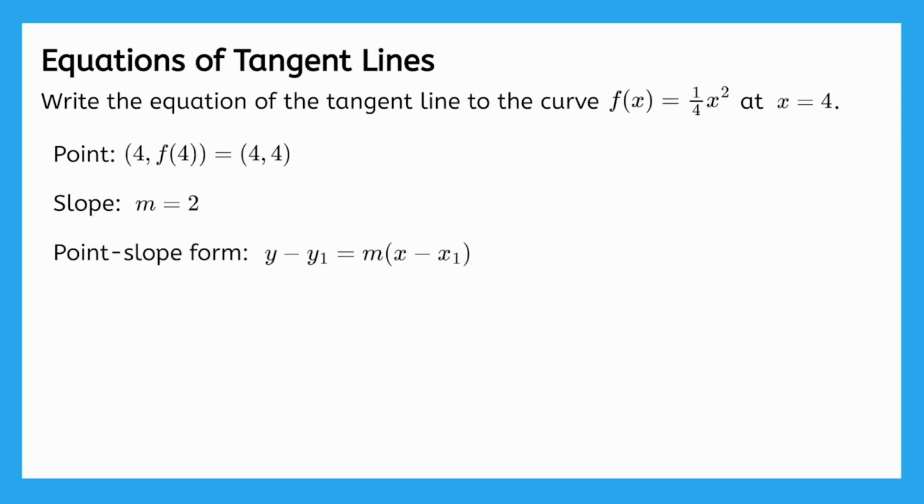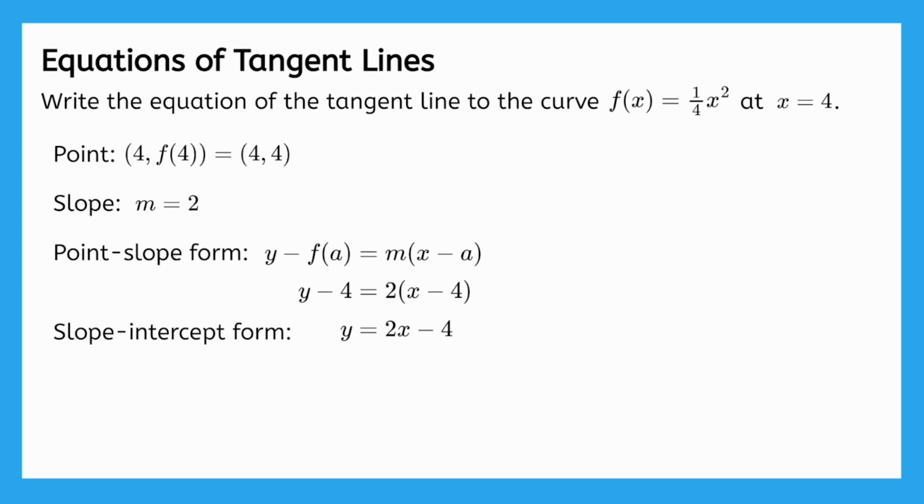This is how we usually see it, but in this context, our chosen x value is a, and the related y value is just the function evaluated at a. Now, all we need to do is substitute the necessary parts to get the equation of the line. Or, if you prefer slope-intercept form, you can also manipulate it by simplifying and isolating the y. These both express the same tangent line.